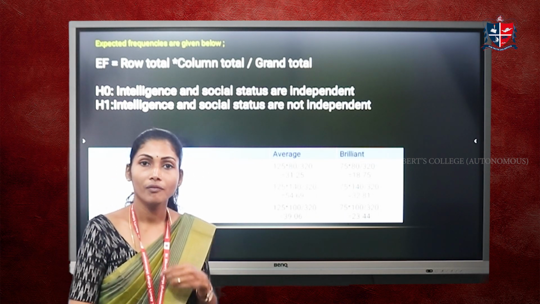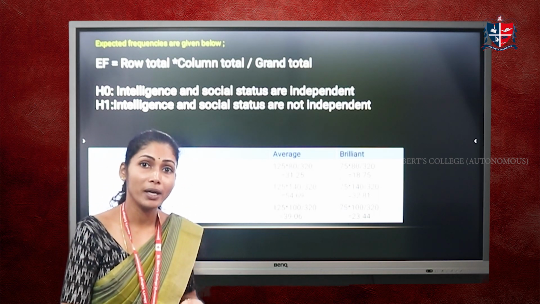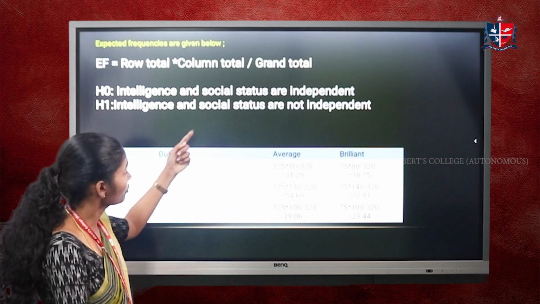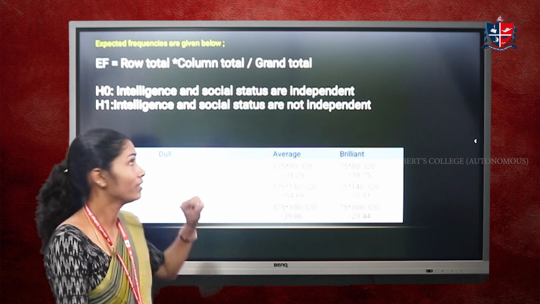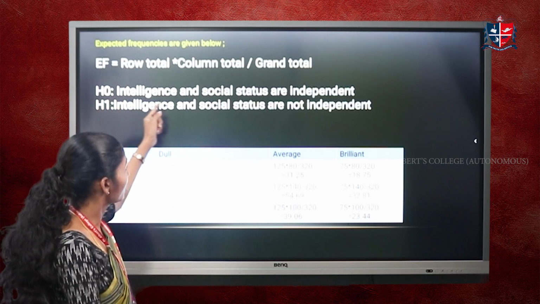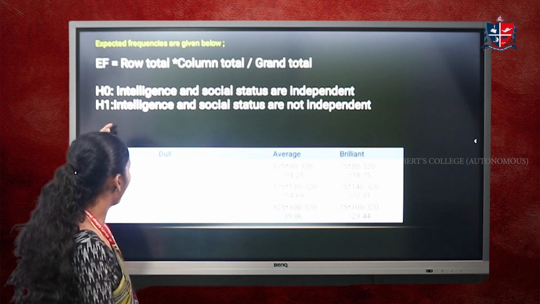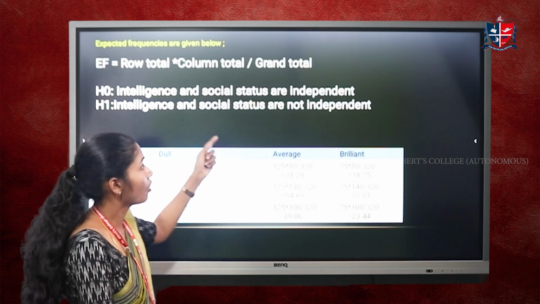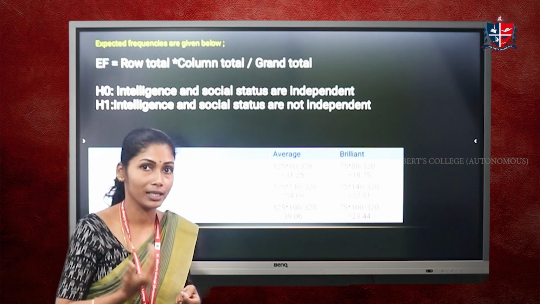In this problem, we want to test the independence of two attributes, that is intelligence and social status. So, we state that information in the null hypothesis: intelligence and social status are independent. And in the alternative hypothesis we must state that intelligence and social status are not independent. That means they are dependent or they are related.